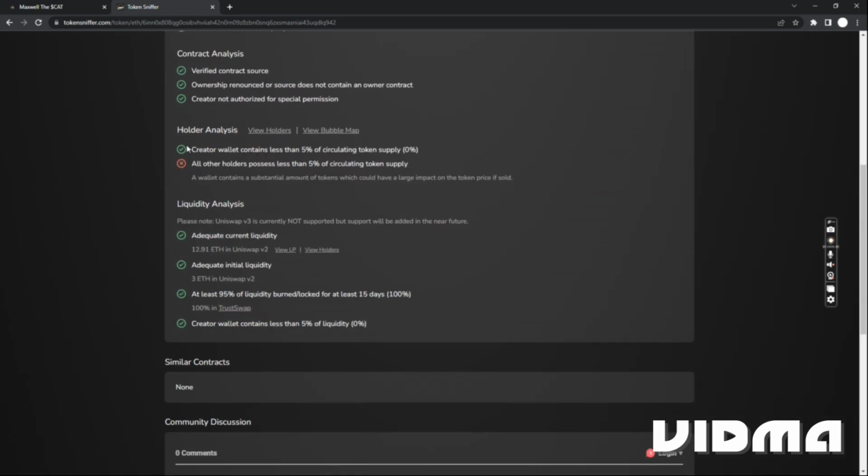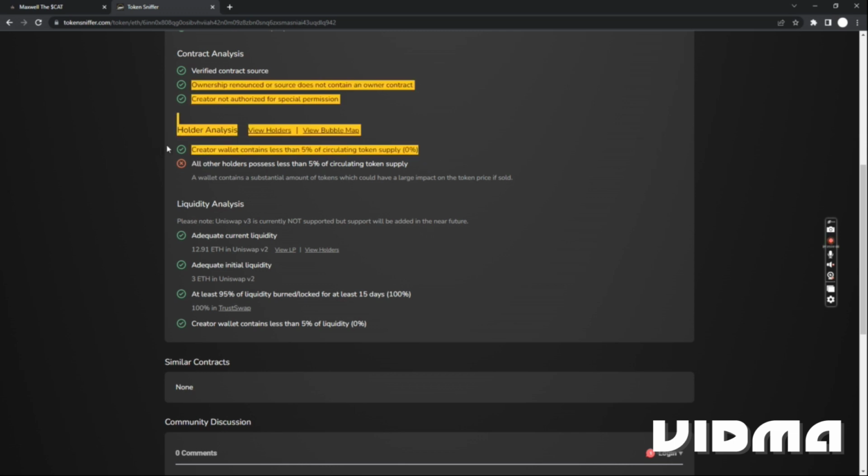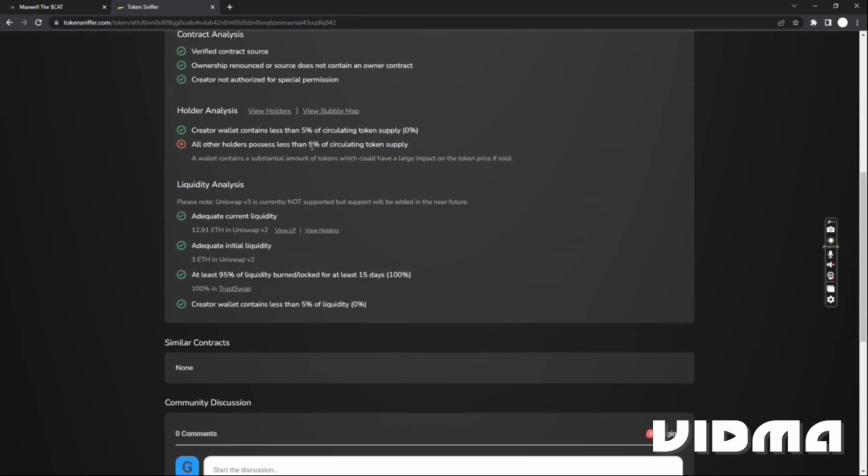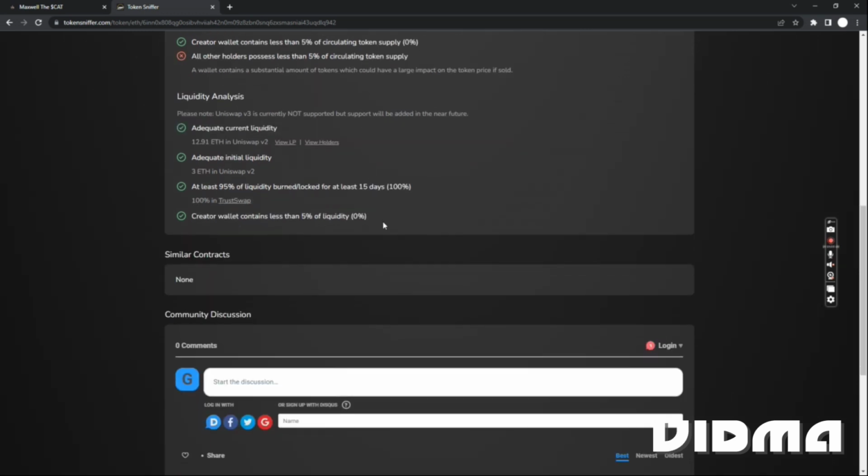Okay, holder analysis. There we see if holders own more than 5% of the supply. So the creator, 0%, all good, and we see one of the holders holds more than 5%, and it's exactly 5%. In the case of Maxwell the cat, there's one holder that holds exactly 5%. Nothing more, nothing less. So that's okay. In my view, 5% is not dangerous or whatever, in my opinion.